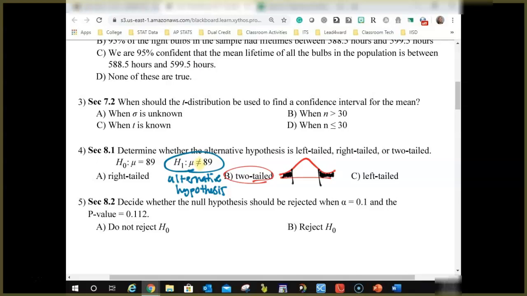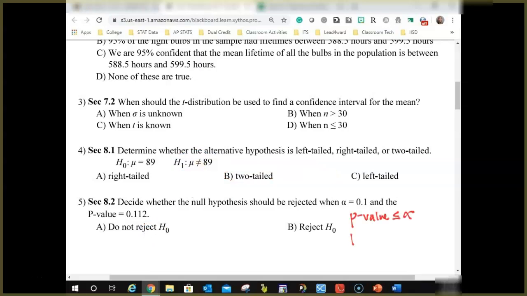And then question number 5, it says decide whether the null hypothesis should be rejected when alpha equals 0.01 and the p-value is 0.1112. So again, our two conditions we look at: is the p-value less than alpha or is the p-value greater than alpha? If it's less than alpha, then we need to reject. If it's greater than alpha, we do not reject.